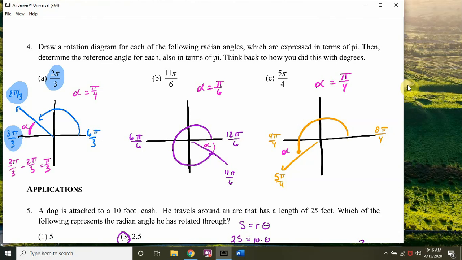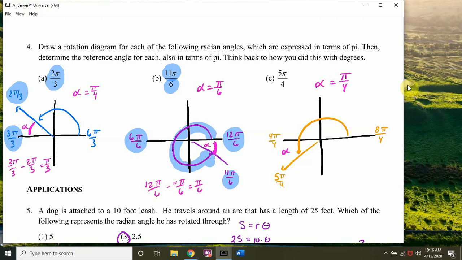In part B, we have a denominator of 6. So 1 pi is 6 pi over 6, 2 pi is 12 pi over 6. 11 pi over 6 is going to be a little short of 12 pi over 6. Again, in pink is my reference angle, and if I do 12 pi over 6 minus 11 pi over 6, we get 1 pi over 6 for the reference angle.